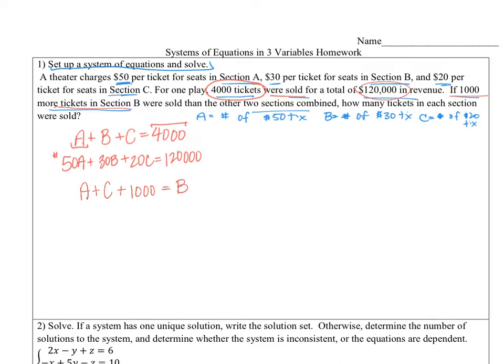A lot of people want to put the 1,000 with the B, but we already know B is big. And it said that there were more tickets in section B. So right here is our system of equations. If you didn't get that, make sure you understand why that would be the setup, and then you should pause it and try and solve it, and then check back in.